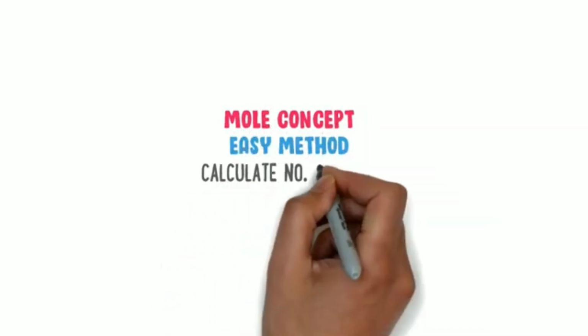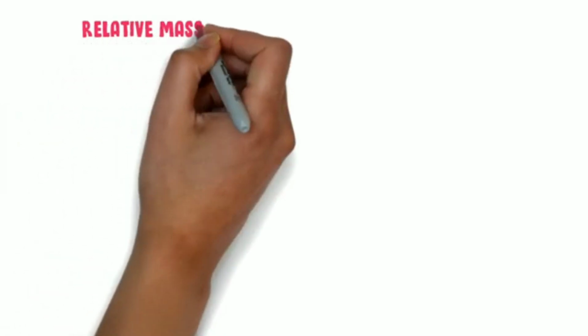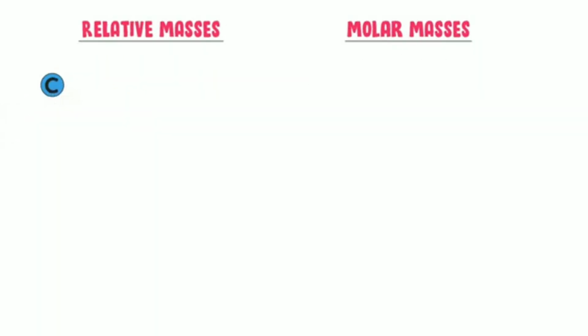Mole concept and an easy method to calculate the number of moles. Firstly, let me teach you the concept of relative masses and molar masses. For example, consider a single carbon atom. We know that its relative atomic mass is 12 AMU.